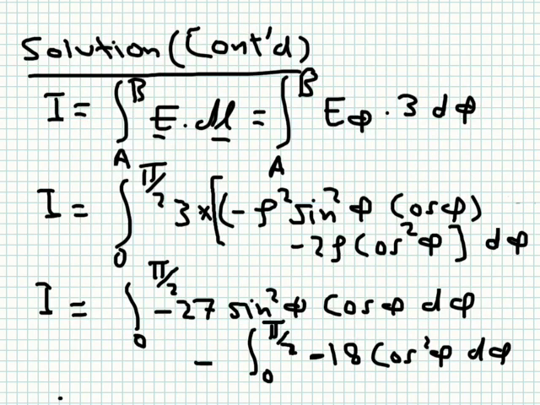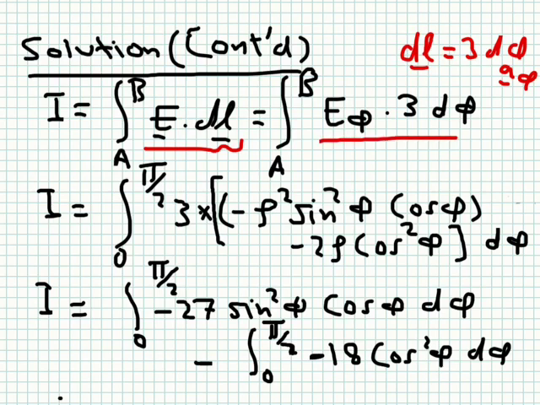And we carry out the integral again in cylindrical coordinates. We integrate E dot dl. Remember, dl has only one component. It is equal to 3 d phi a phi, because we are integrating over an arc of a circle. d rho is 0, dz is 0. So when you dot product this dl with E, you end up only with the phi component multiplying 3 d phi, and you integrate this from A to B.